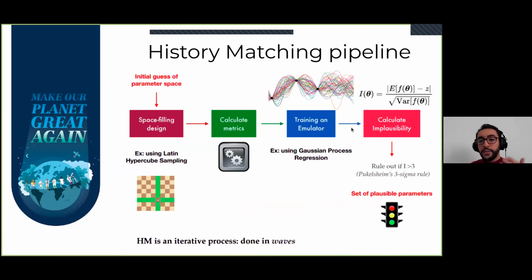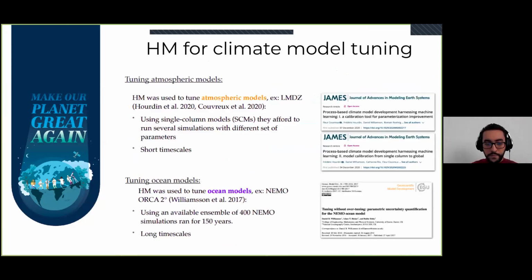In the end, since GPs are very fast, I can run millions of estimations of simulations. Of course, I'm not running millions of climate model simulations, but I'm emulating the climate model. So I can take a million points and have an estimation of what the metrics would be and their uncertainty. And this is what can be used to calculate what we call the implausibility, which you can see as a distance with observations. I'll try to move very quickly.